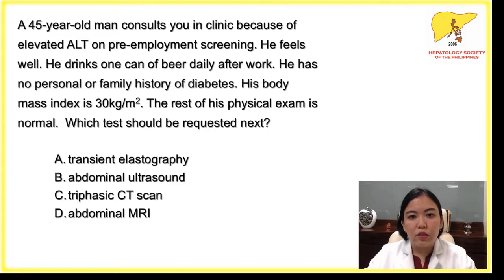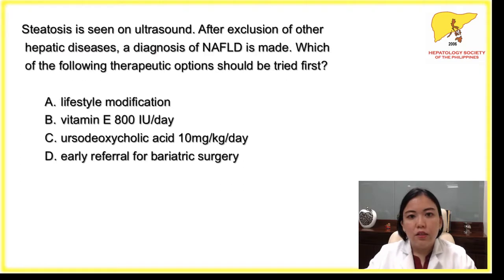Let's move on to the next question. Steatosis is seen on ultrasound. After exclusion of other hepatic diseases, a diagnosis of NAFLD is made. Which of the following therapeutic options should be tried first? A, lifestyle modification, B, vitamin E 800 international units per day, C, ursodeoxycholic acid 10 milligrams per kilogram per day, or D, early referral for bariatric surgery. We will discuss the answers at the end of the session.